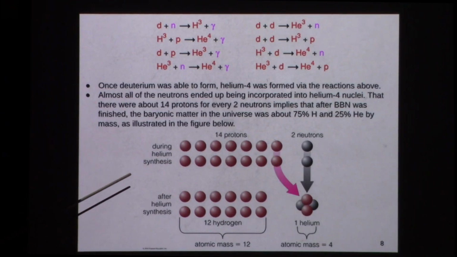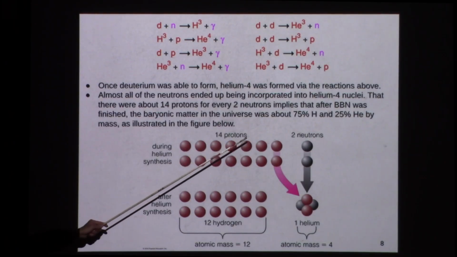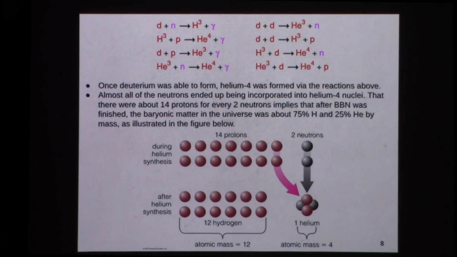So, here's the punchline. Almost all the neutrons ended up being incorporated into the helium-4 nuclei. There were about 14 protons for every 2 neutrons. Yes, I know that's 7 protons for every 1 neutron, but it's more convenient to think of it like this, as we'll see. There were about 14 protons for every 2 neutrons. Whatever you do, don't find the least common denominators. Stop it. This implies that after BBN, the Big Bang nucleosynthesis, was finished, the baryonic matter in the universe was about 75% hydrogen and 25% helium by mass. It's illustrated in the figure below.